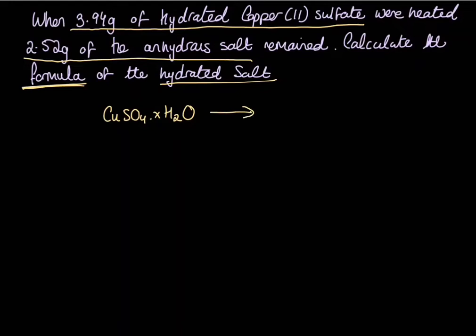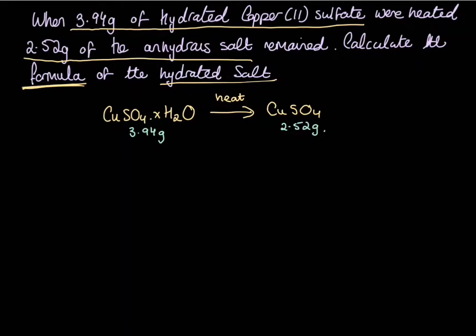Now that was heated, so I'm going to put heat over the equation line there, and we were left with anhydrous salt, which is the salt without the water. Okay, so that's the first step. Now I'm going to write in the information underneath. So I have 3.94 grams of the hydrated copper sulfate and 2.52 grams of the anhydrous copper sulfate. So this just makes it clear for me what I'm supposed to do now.